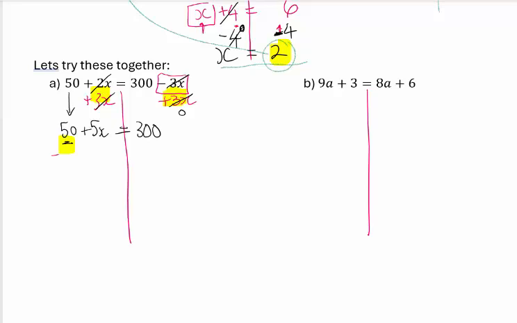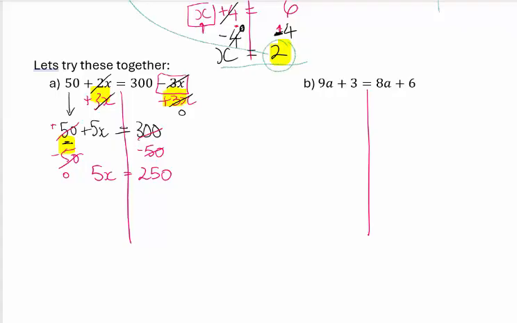I've got to take 50, because remember there's no sign in front, so it's really positive. So the opposite to adding 50 is taking 50. Law of the universe says whatever I do to one side I must do the other. So that leaves 0. Write down what's left. 5x equals 300 take 50 is 250.